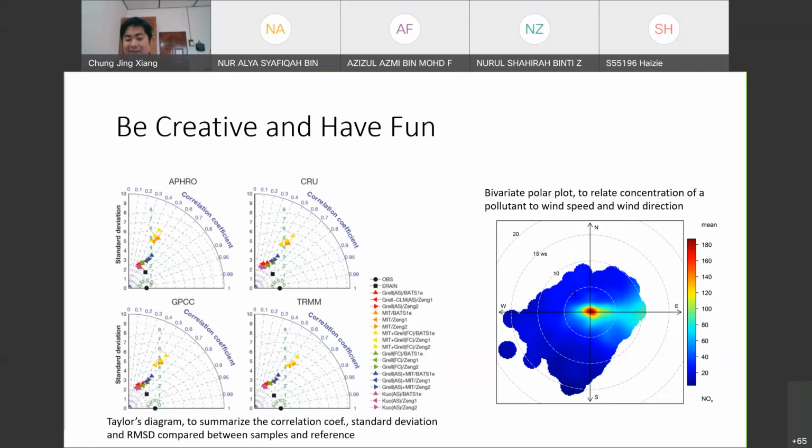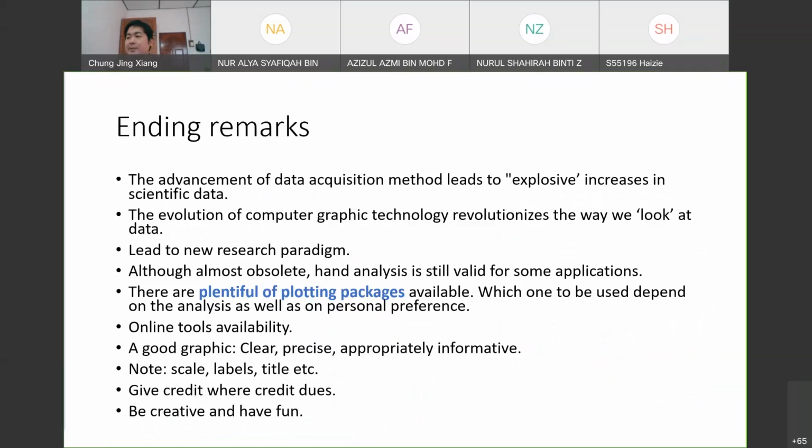Okay, so ending remarks. Yeah, so the advancement of data acquisition will lead to an explosive increase in scientific data. So there are so many ways we collect our data. So there is so much data for scientific study. Okay, and with the advancement of computers, there are so many ways we can look into our data. Therefore, it can create opportunity in terms of research for us. Yeah. In the past, people could not think of vaccines, but now we can. Why? Because of the advancement of data collection, advancement of computers.